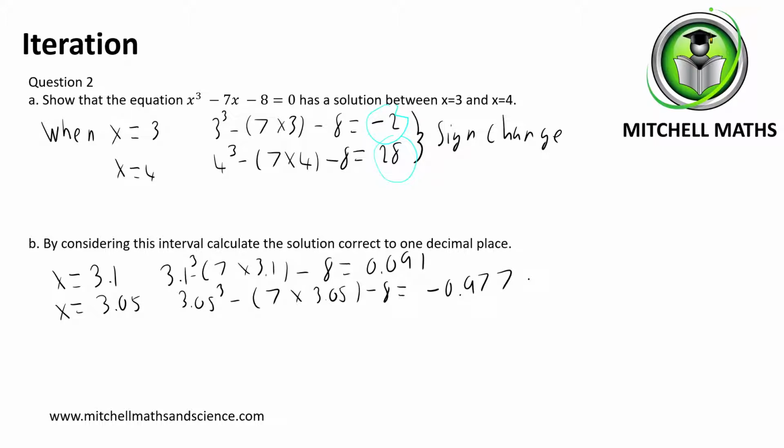0.977, which is negative. So because it's negative at 3.05 and positive at 3.1, you know it must be in between those two values, so it's going to be closer to 3.1 than 3. So our final answer is x equals 3.1 to 1 decimal place. It's really important to get that halfway point to find out which one it's closest to. There will be method marks, of course, for doing that.